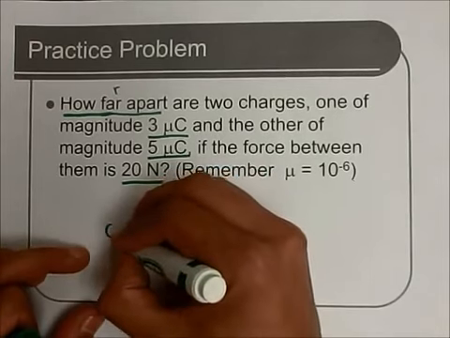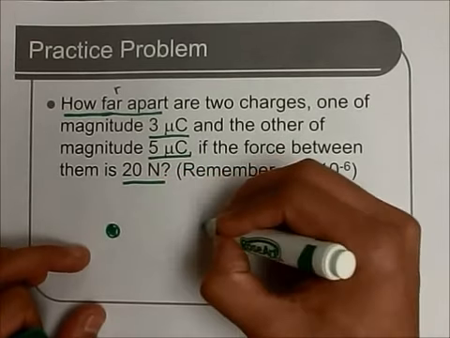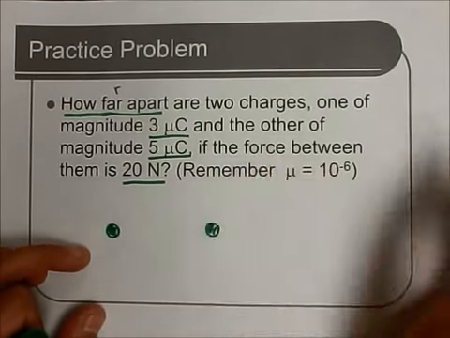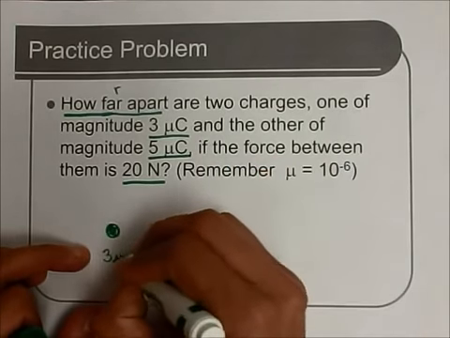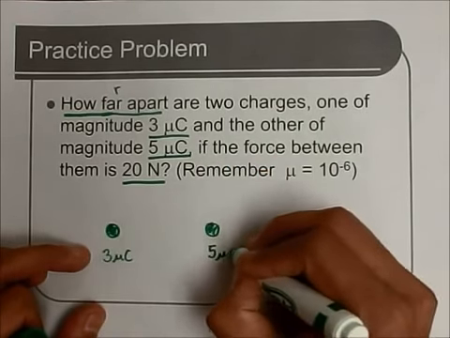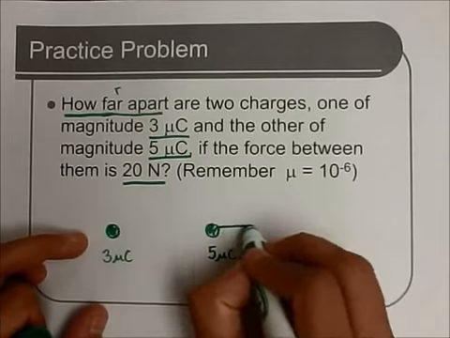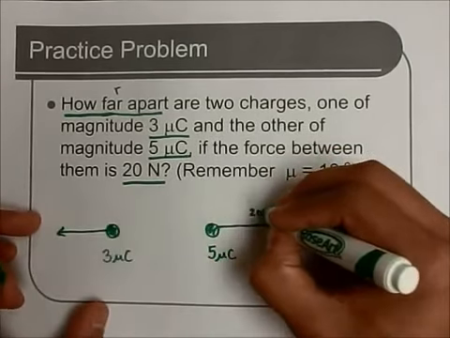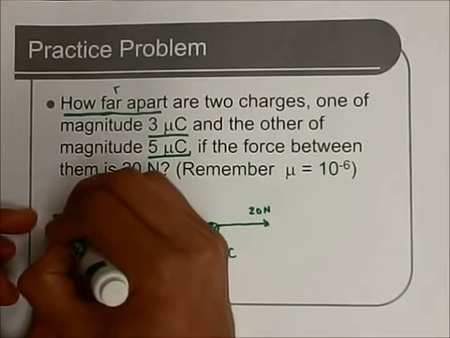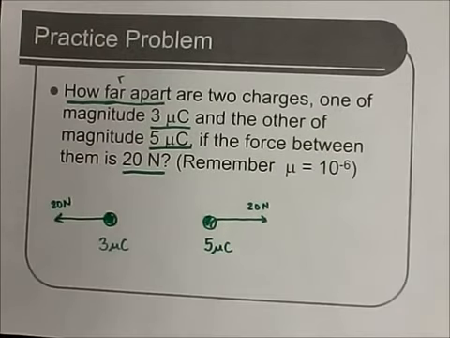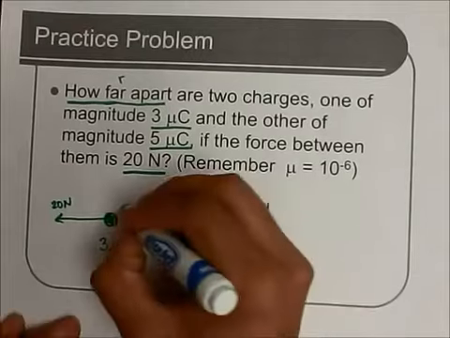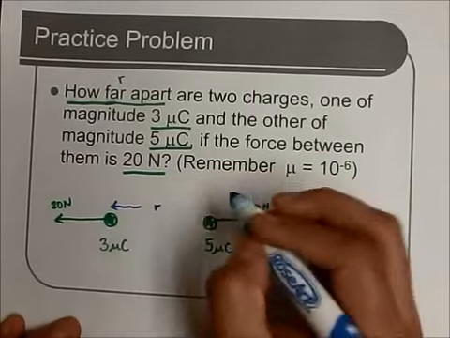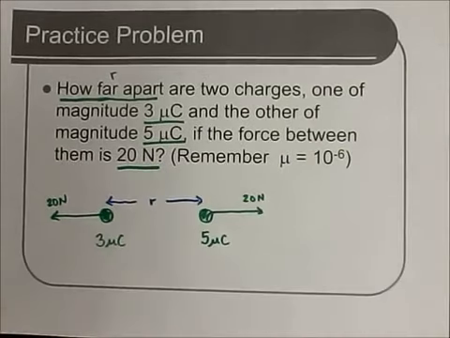So I'll draw my little sketch here. I have a 3 microcoulomb charge. I have a 5 microcoulomb charge. These are both positive, so they will repel. And it tells me that the force is 20 newtons, and the force is going to be the same for both, just in opposite directions. And I wish to know the distance between them. So R is what I'm going to attempt to solve for.